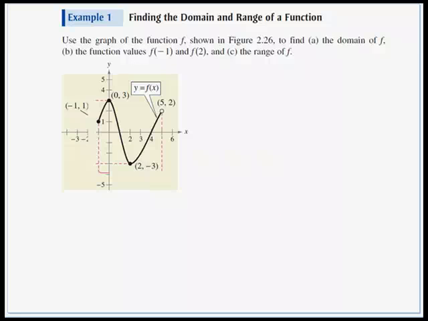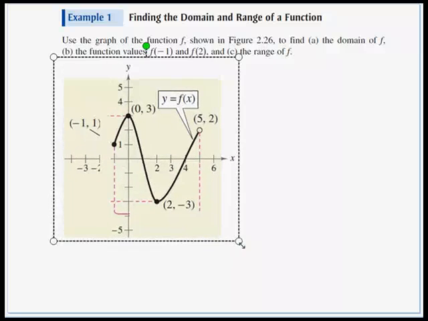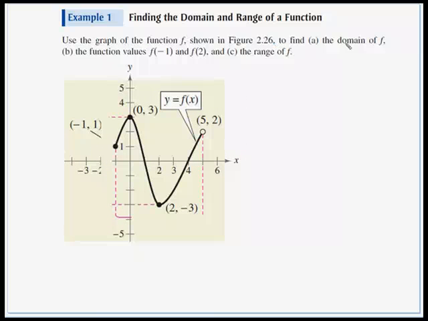Alright. Example 1. Use the graph of the function f as shown in the figure to find these three things. A, the domain. B, the function values, f of -1 and f of 2. And C, the range of f. Let's see here. First, they want the domain. And remember, the domain is just what x values can we plug into the function. Well, if we look way over here, the function's not defined. It looks like the function starts right here, so that's where the domain starts on the x-axis. And that would begin at -1.